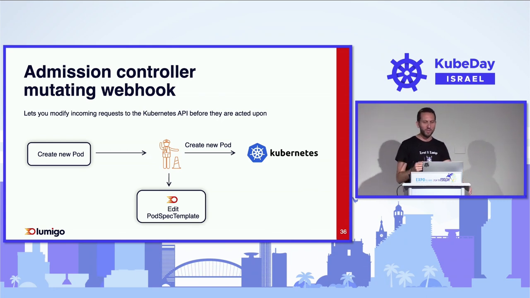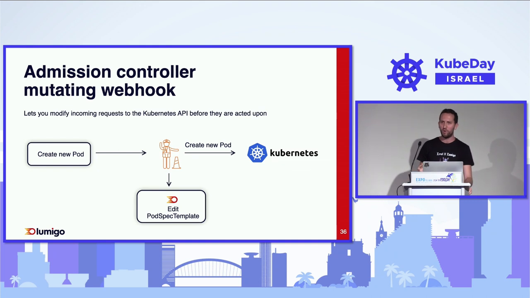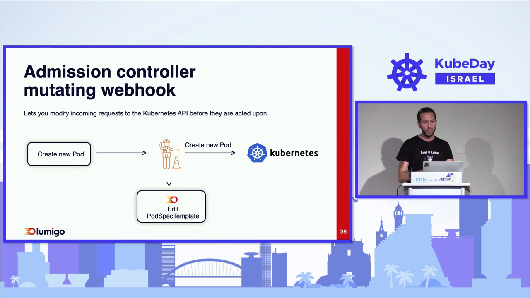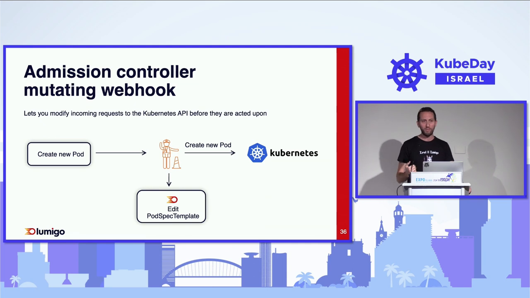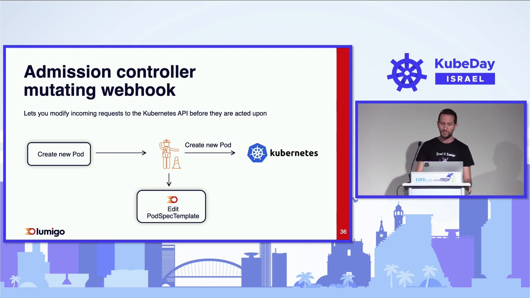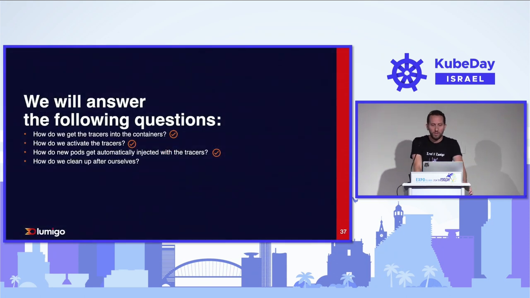Now, keep in mind this is a blocking request. We want to make sure that we don't break anything in the cluster. So we do two things. First, we have a continue-on-fail setting. So if we aren't able to do our operation successfully, it doesn't really affect the creation of the object. And also, we have a timeout of 5 seconds to ensure the same thing. OK. So this is how we get new pods automatically injected.